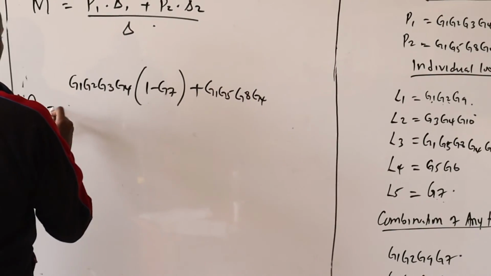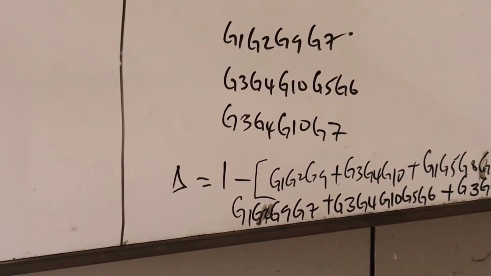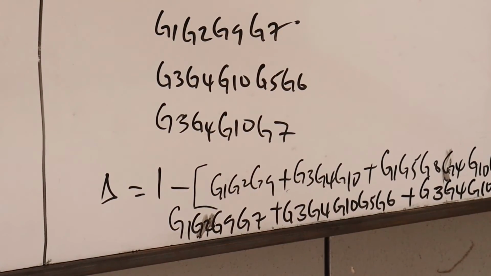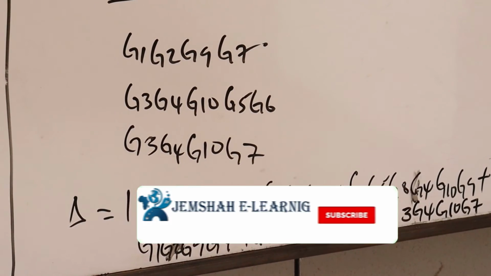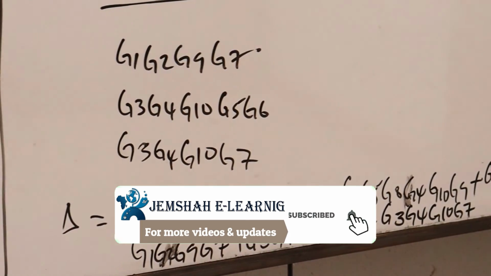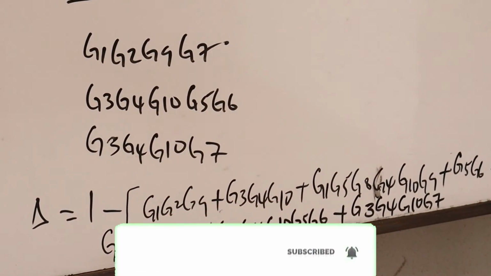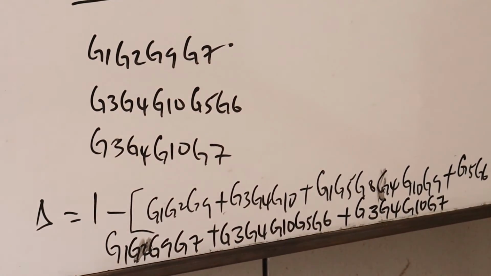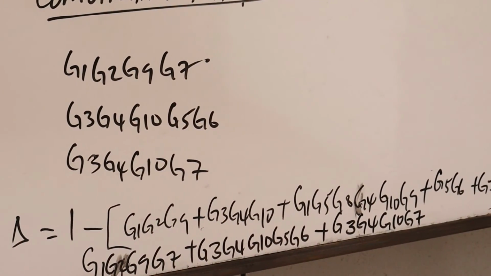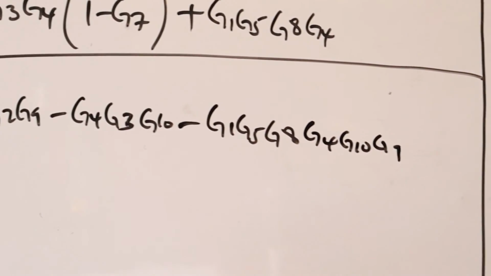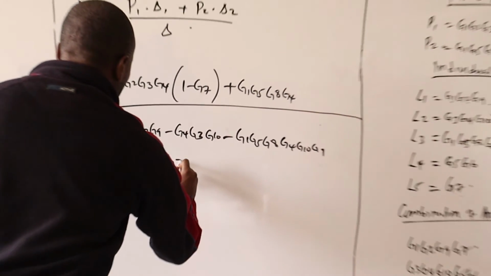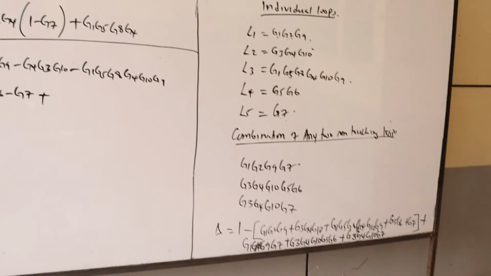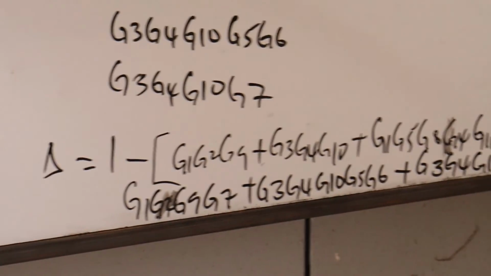So we can have our M there, then this one will be all over that: 1 minus G1, G2, G9, minus G4, G3, G10, minus G1, G5, G8, G4, G10, G9, minus G5, G6, minus G7, and then plus, of course, G1, G2, G9, G7.